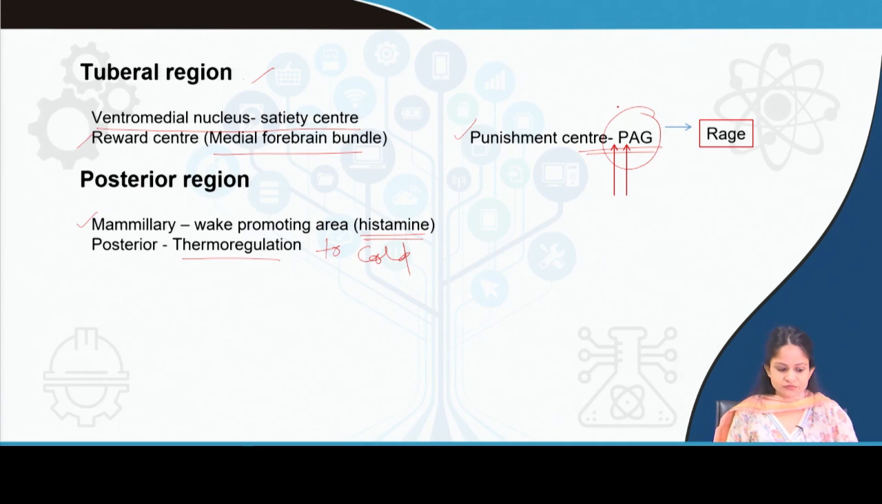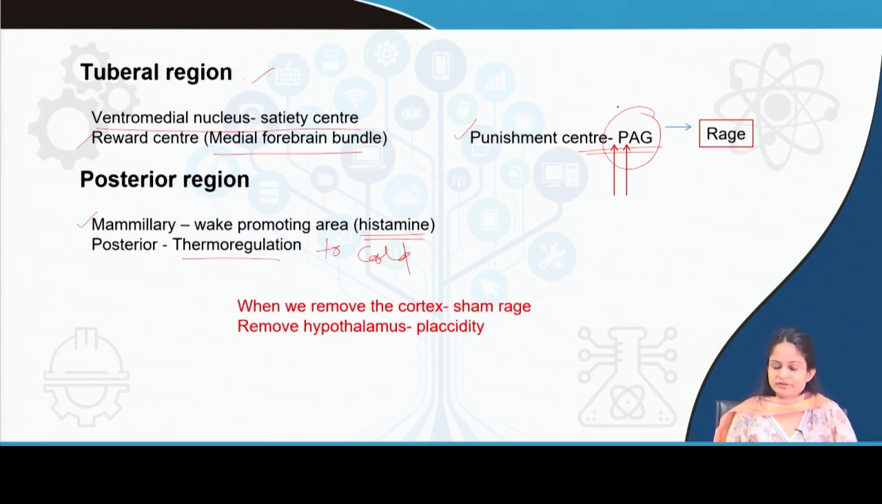So whenever you remove the cerebral cortex, what will happen? Removal of the cerebral cortex will result in sham rage. Sham rage means that even with a minute stimulus you will get angry. Even if I ask your name, you will get angry. Even if I say hello, you will get angry.